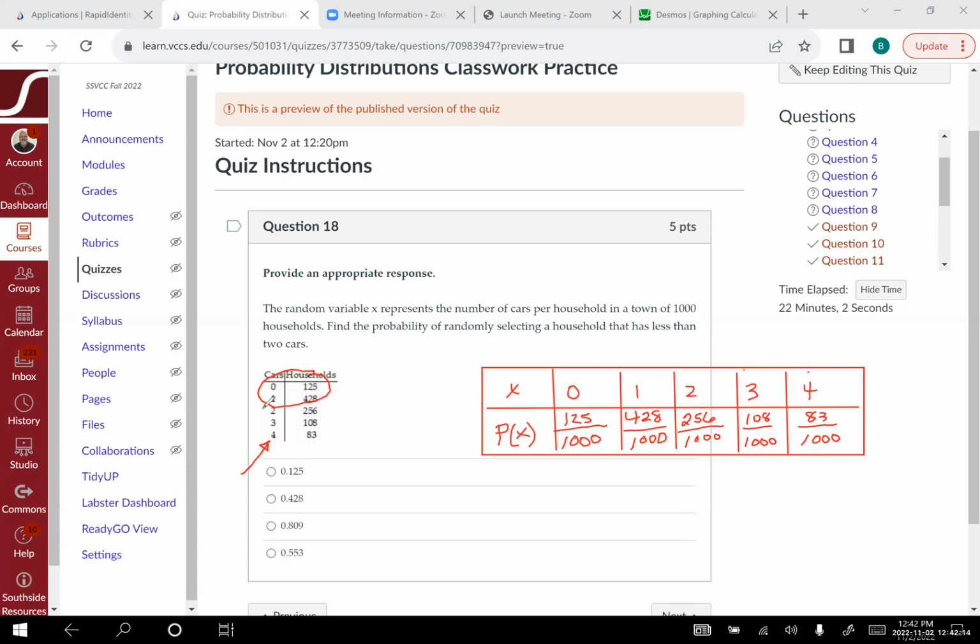It's 0.553. And we get that by adding these up. And then their answers are in decimal form. So that is exactly correct.